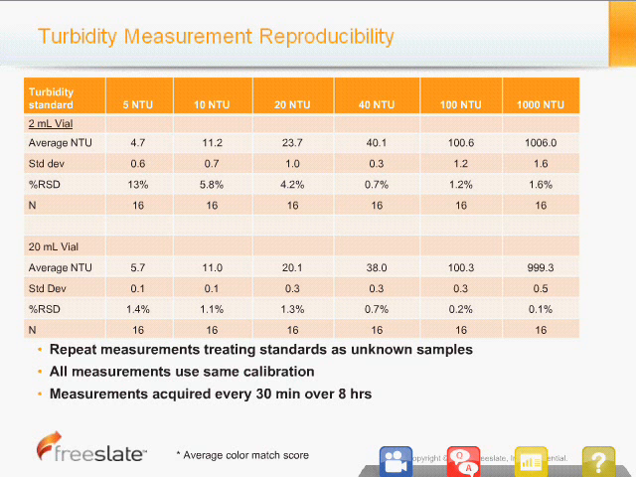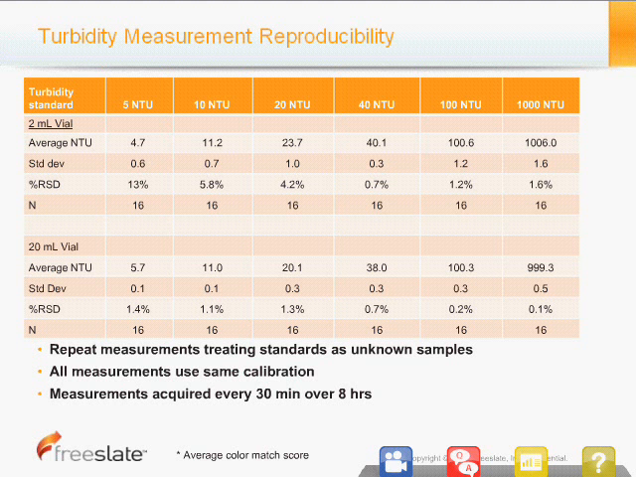Obviously, at the low values, you get a lot more variability as we reach the limit of detection of the system. And again, the 20 milliliter vials tend to do better than the 2 milliliter vials because of the increased path length through the larger vials. So this is data that we acquired.